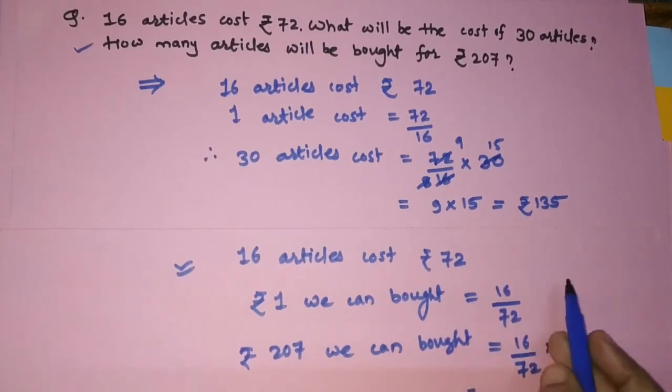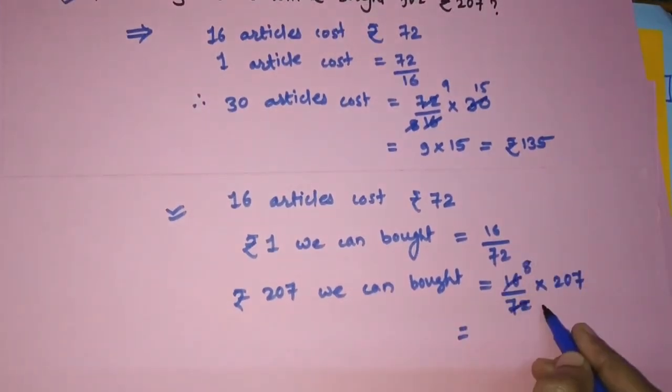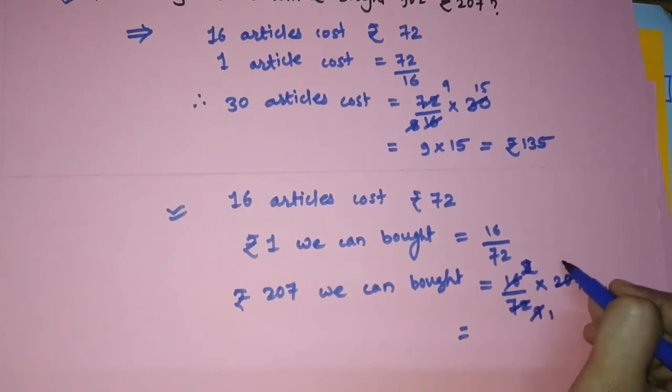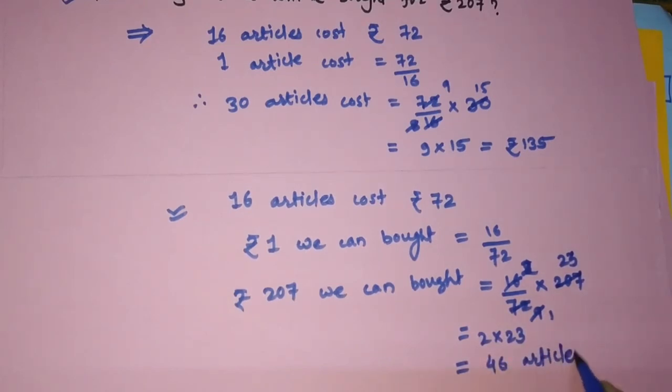So friends, just go for the calculation part. 8 2s are 16, and here 8 9s are 72. You can go for 8 1s, 9 1s are, again 9 2s are 18, 9 3s are 27. So 2 multiplied by 23, that is 46 articles. So 46 articles you can buy from rupees 207.